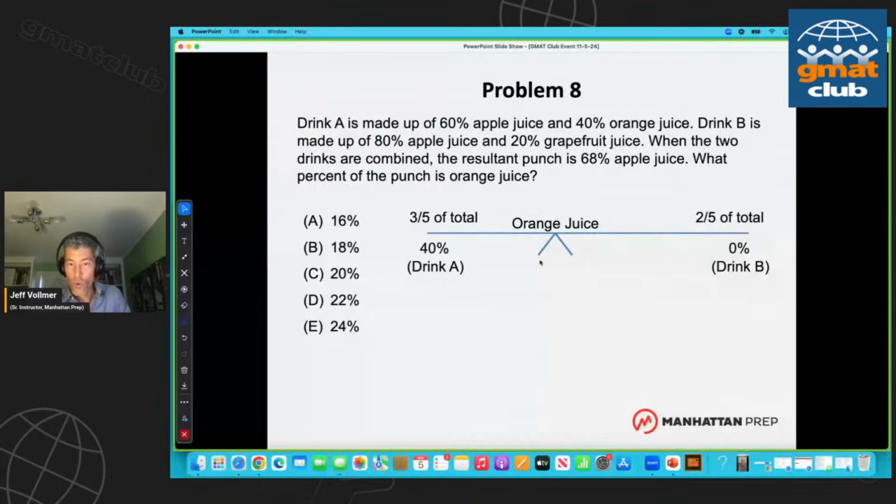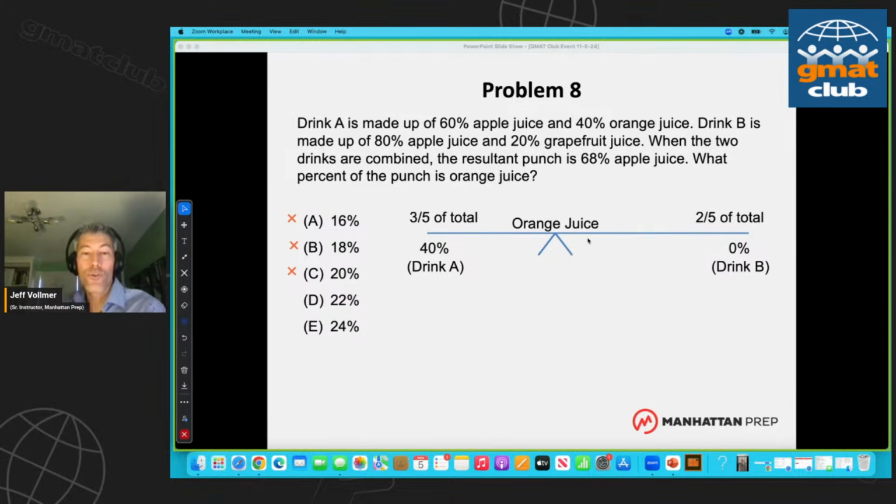So the orange juice percentage of the punch should fall between 0 and 40. Here are all my answers, between 0 and 40, but it should be closer to 40 than 0, because the majority of the punch is from drink A, which has the 40% orange juice. So it's got to be more than 20%. That knocks out A, B, and C.